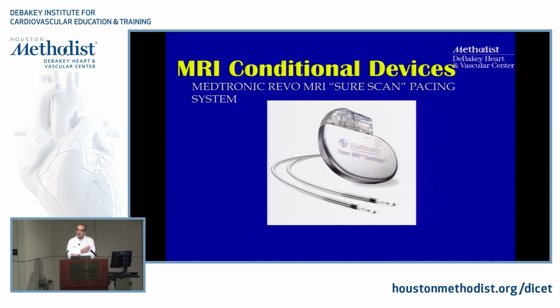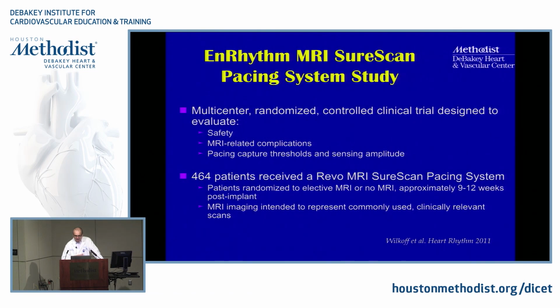And so obviously industry was hard at work trying to solve these problems. In 2011, the Medtronic Revo device was the first device approved in the US that was what we call MRI conditional. It was both a pacemaker as well as a set of device leads, tested in a multi-center study published in the Heart Rhythm Journal, of 464 patients who underwent placement of the pacemaker as well as the specific leads. The patients were then randomized, half to receive an elective MRI and half to receive no MRI, at approximately 2 to 3 months after device placement.